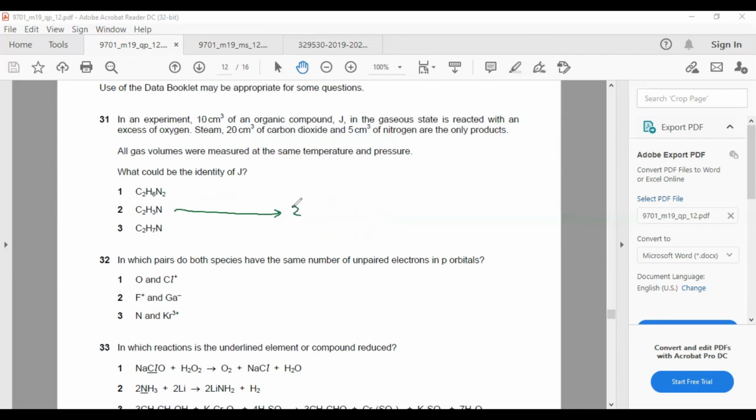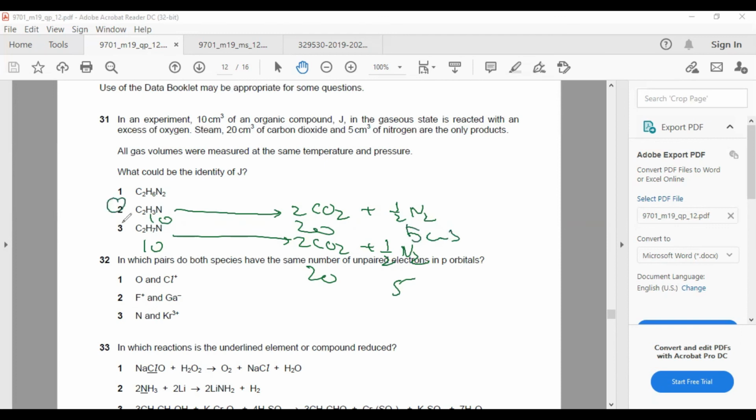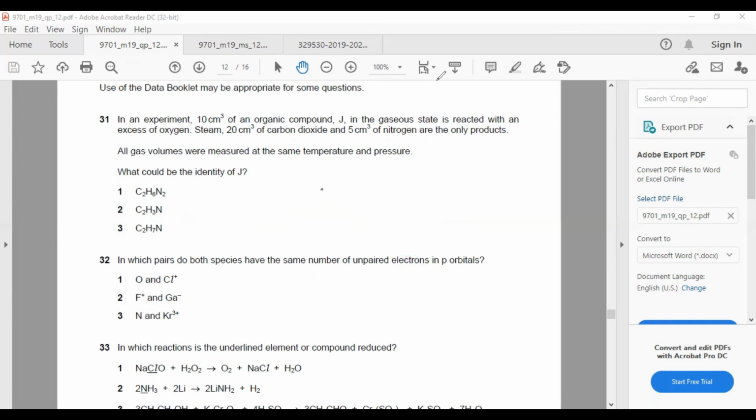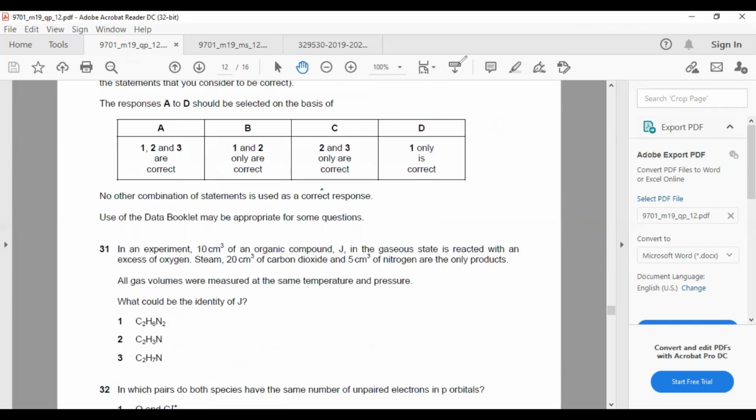From here, 2 carbon dioxide plus half N2 to balance. Here also, 2 carbon dioxide plus half N2 to balance. So if it is 10, it is 20, it is 5. If it is 20, it is half of 10, that is 5. So 2 and 3 are correct. The answer is C.